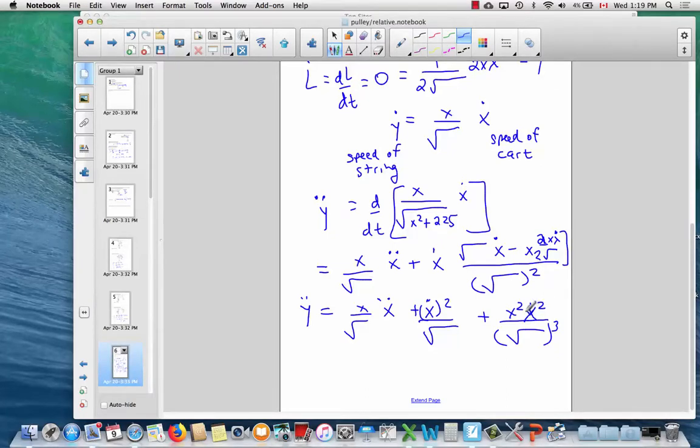So a simple looking little problem ends up having really interesting, complex physics. But the point is that the technique of writing out an equation for the length of the string and differentiating it twice gives us the answer that we're looking for.